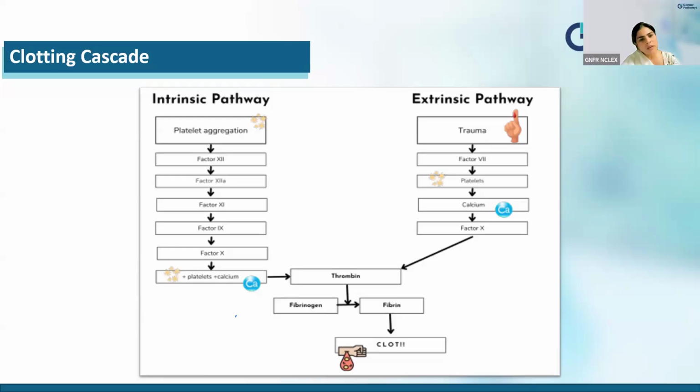What is factor 12A? This is the activated form of factor 12. Wherever the A is mentioned, it means it is the activated form of that factor. The platelet aggregation activates this factor, and this factor then produces the activated form of that particular factor. Now, factor 12A will stimulate factor 11.